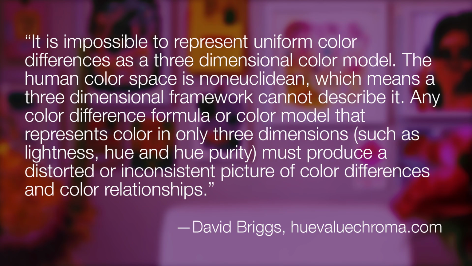Now, as cool as this sounds, I do have to mention that in 1967 it was discovered that color can't actually be fit into just a 3D graph. It is impossible to represent uniform color differences as a three-dimensional color model. The human color space is non-Euclidean, which means a three-dimensional framework cannot describe it. Any color difference formula or color model that represents color in only 3 dimensions, such as lightness, hue, and hue purity, must produce a distorted or inconsistent picture of color differences and color relationships.